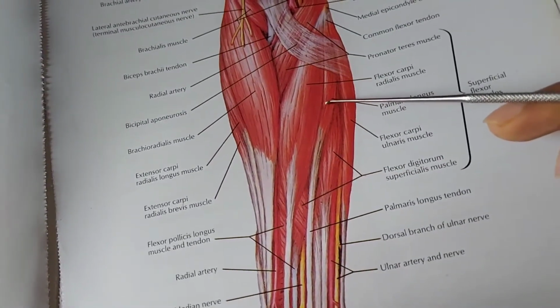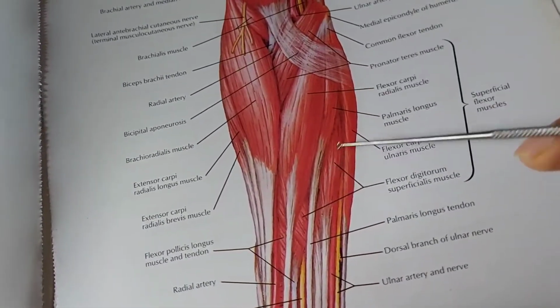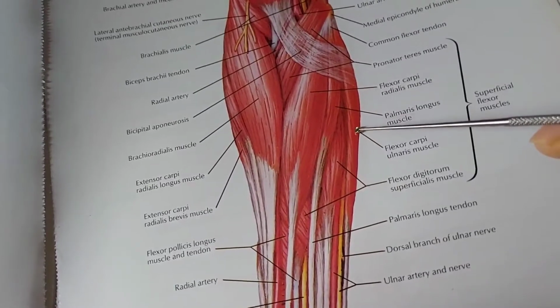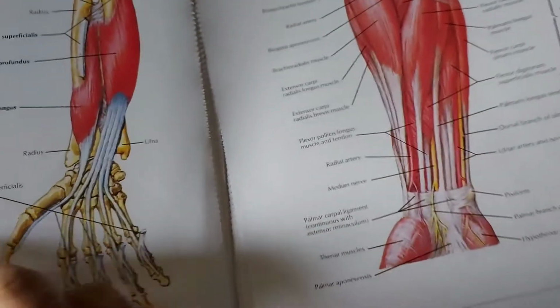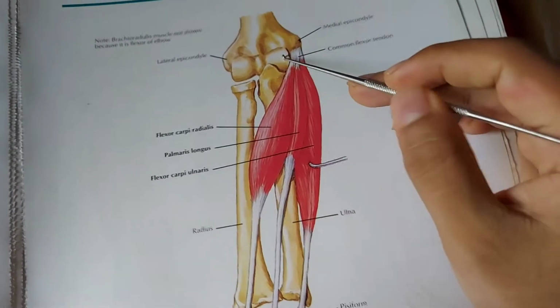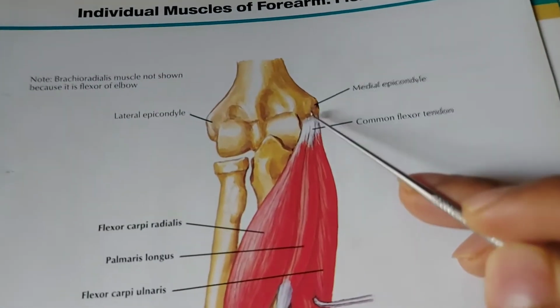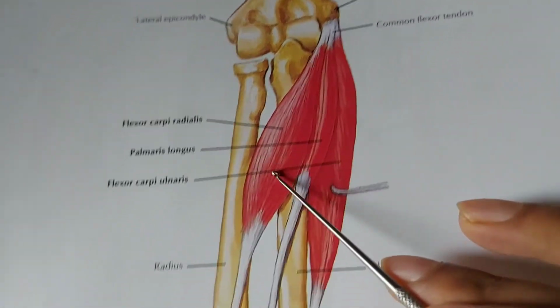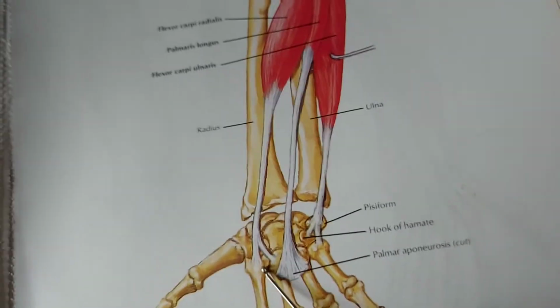Here is the palmaris longus, and here is the flexor digitorum superficialis and the flexor carpi ulnaris. And if we want to see the insertion of this muscle, here is the common origin, the medial epicondyle of the humerus, and then it passes downward. This ulnar side, this is the ulnar muscle, and it finally inserts in this part.